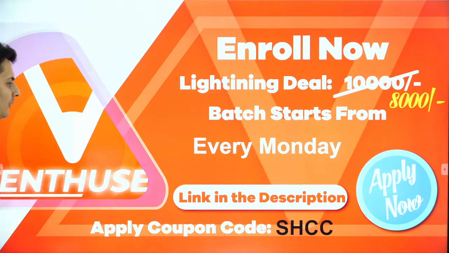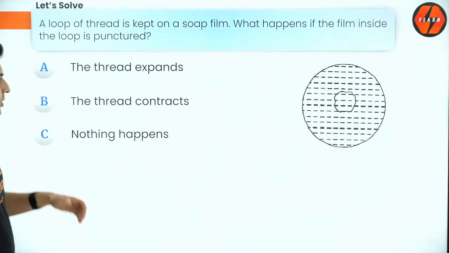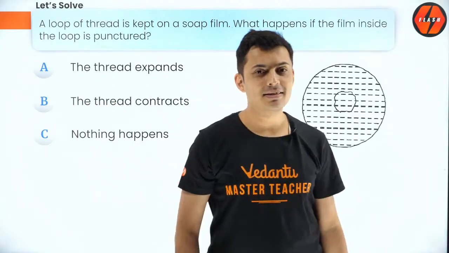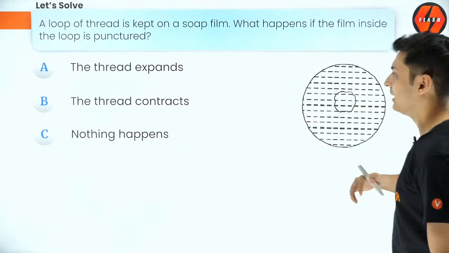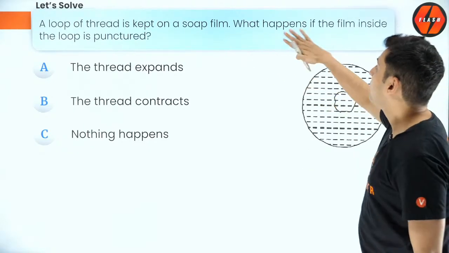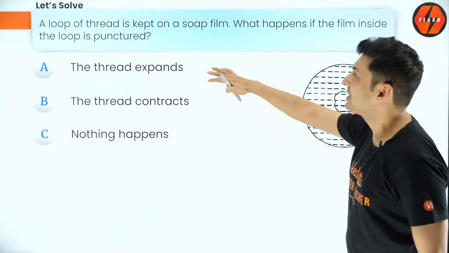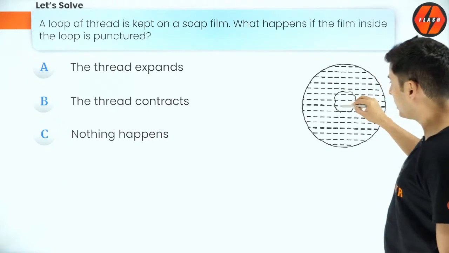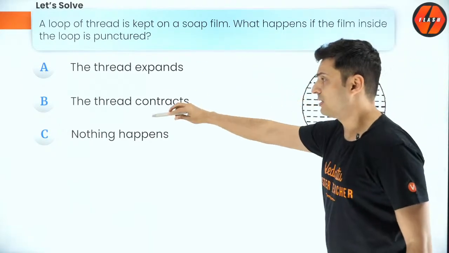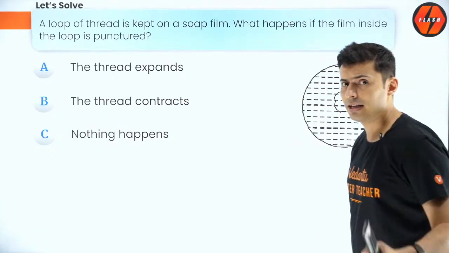If you are already a part of crash course, here's the next question coming up on your screen. There is a loop of thread which is in the plane of a soapy liquid, a soapy film. What happens if the film inside the loop is punctured? If I puncture this using a pin, what do you think will happen to the loop? Options are on your screen. What do you guys think will happen?